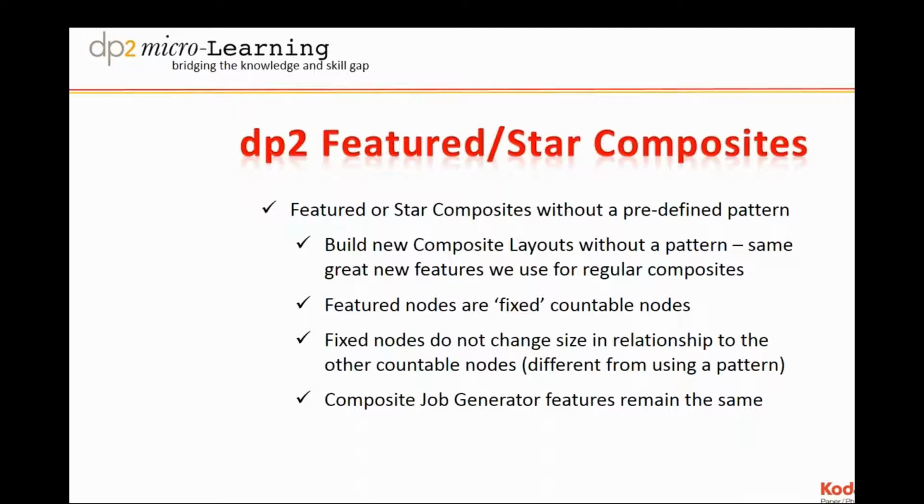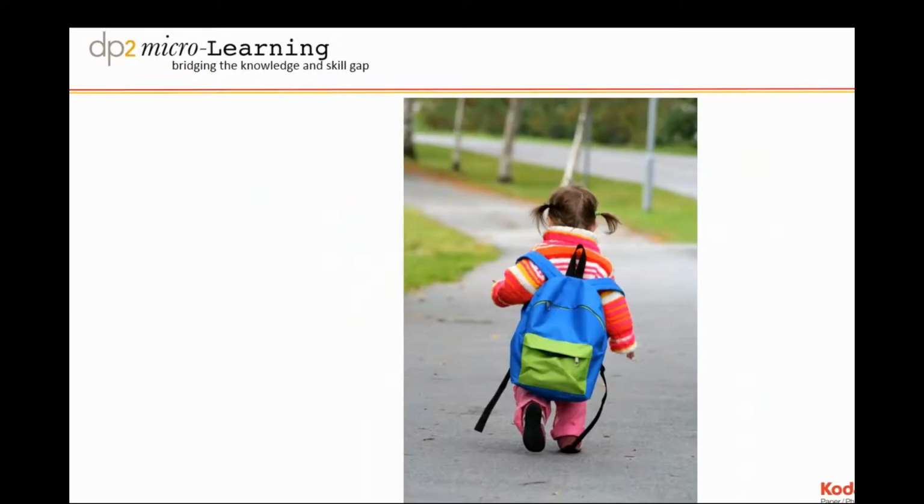A couple of things of note: the featured nodes are fixed countable nodes, and I'm going to show you what that looks like in the behavior. But it's important in this case to differentiate that the fixed nodes don't change size in relationship to the other countable nodes, which is something that we did do, or you can continue to do if you want, in a composite layout that leverages a pattern. But the composite job generator features remain the same. So let's take a look at dp2.